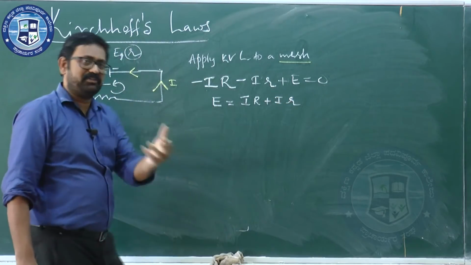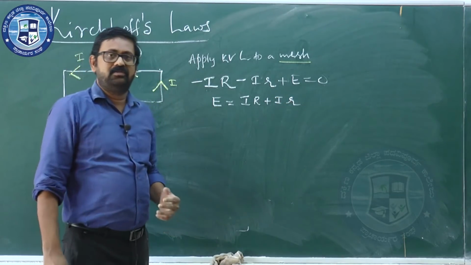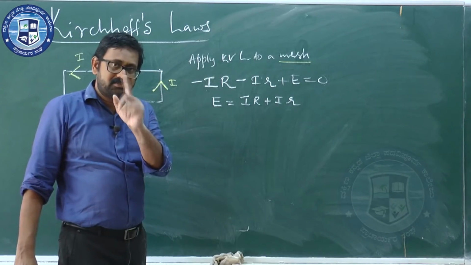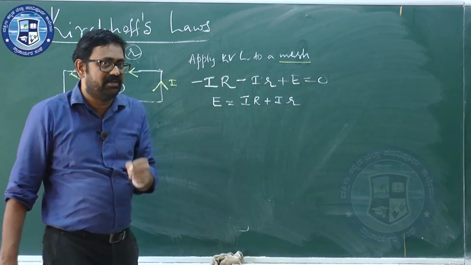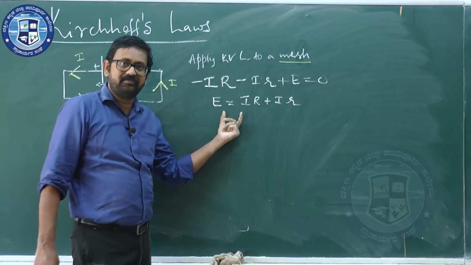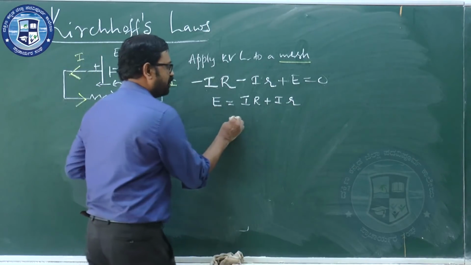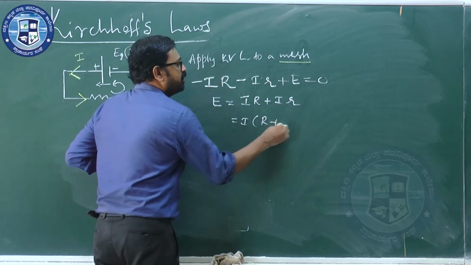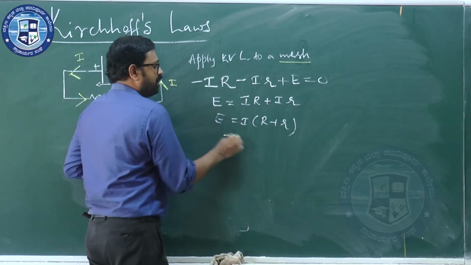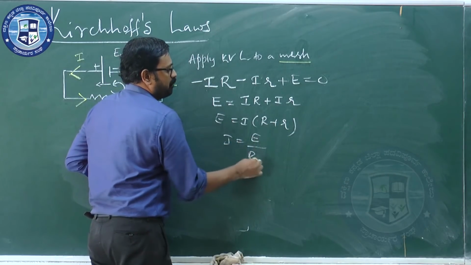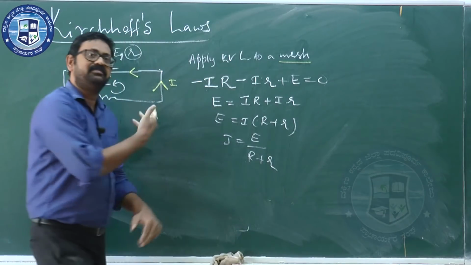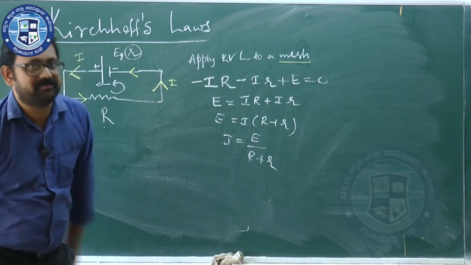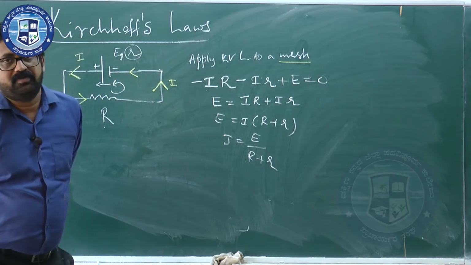Don't you think the same equation you had in the simple circuit consisting of a single cell and external resistance? Same formula you had. And using this only you got expression for current. You took I common, you are left out with capital R plus small r, or I is equal to E by capital R plus small r. This is expression for a current. See, I got it using KVL. I hope you followed this.